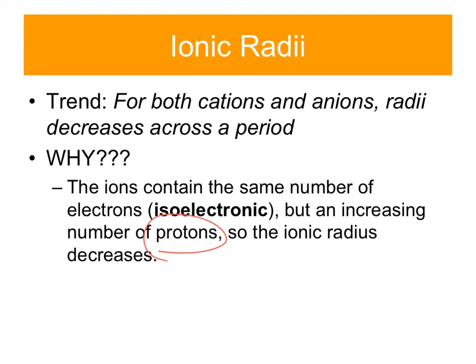But if you compare an ion to its atom, then that's different. Cations are always smaller than their original atom, and anions are always larger than their original atom.